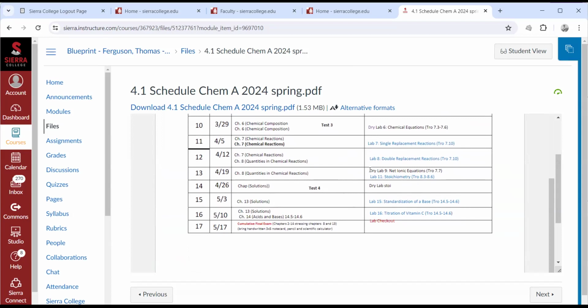So next week is a wet lab, lab 11. We're doing a stoichiometry lab. And net ionic equations is related to double replacement, and that you can do at home anytime. If you look at the video from yesterday, I talk about net ionic equations.